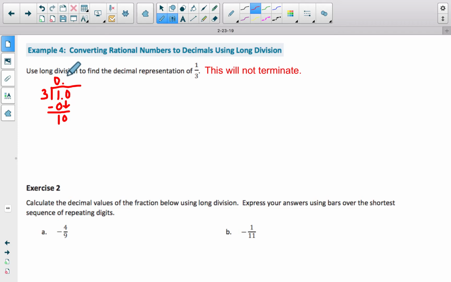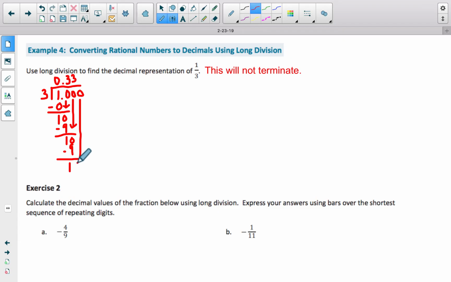3 goes into 10 3 times. 3 times 3 is 9. 10 minus 9 is 1. Bring down the 0. Now, what I'm already beginning to notice is we have this repetition happening, right? I keep getting a remainder of 1, and I keep bringing down a 0.